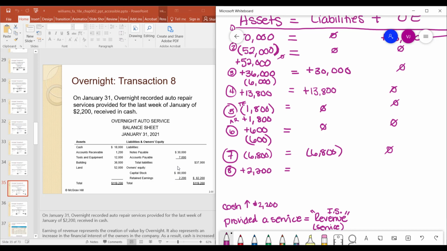Okay, revenue went up in this case. How much did revenue go up by? Revenue went up by $2,200. That will show up on the income statement, of course, but now we're looking at the balance sheet.